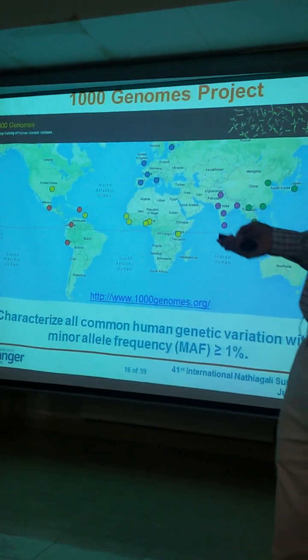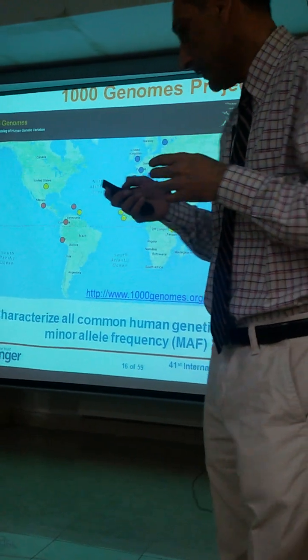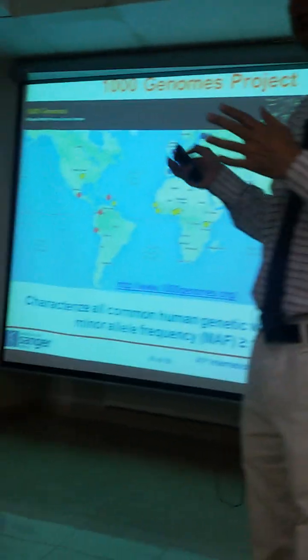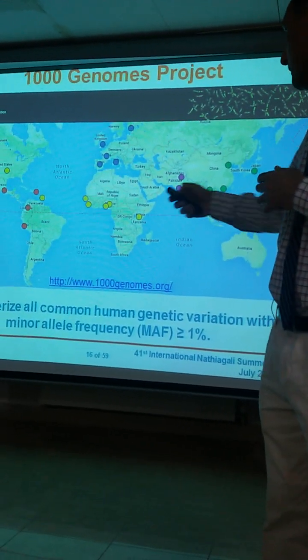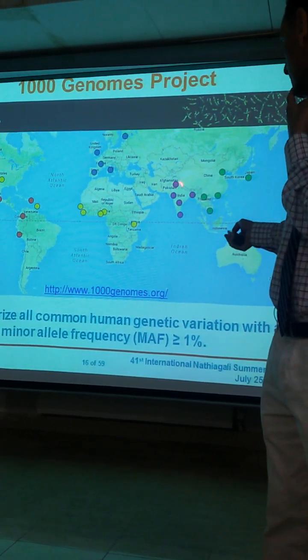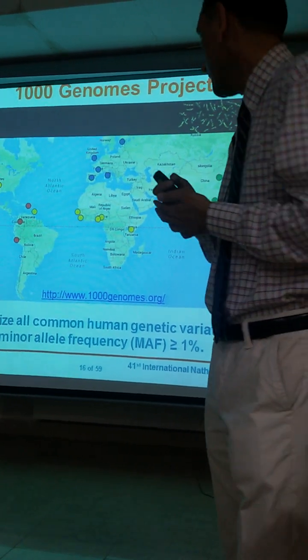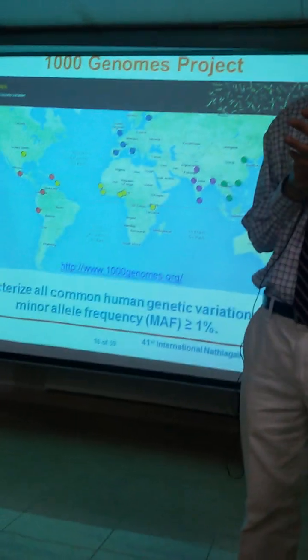So the 1,000 Genomes Project is basically a collection of 100 to 150 samples from different populations across the world, actually 26 worldwide populations covering the main continents, which is Africa, Asia, Europe, and America. It includes also one Pakistani population, which is Punjabis from Lahore. So it's a good reference source for that population. And the aim of that was to characterize all common mutations more than 1% frequency in the population.